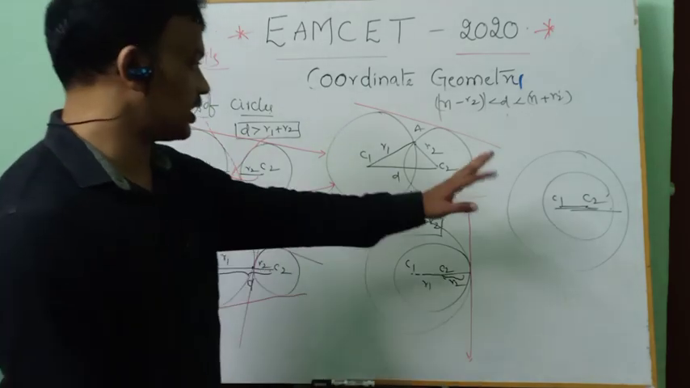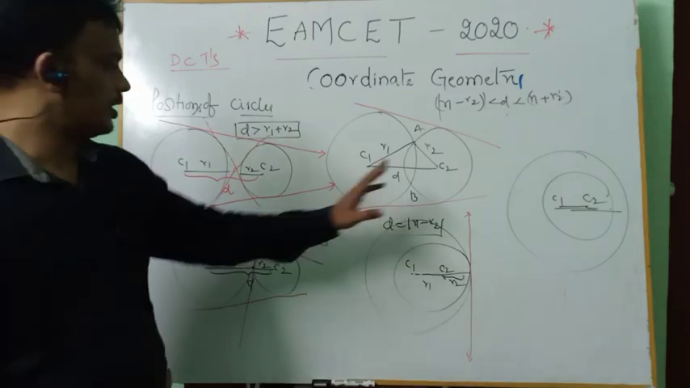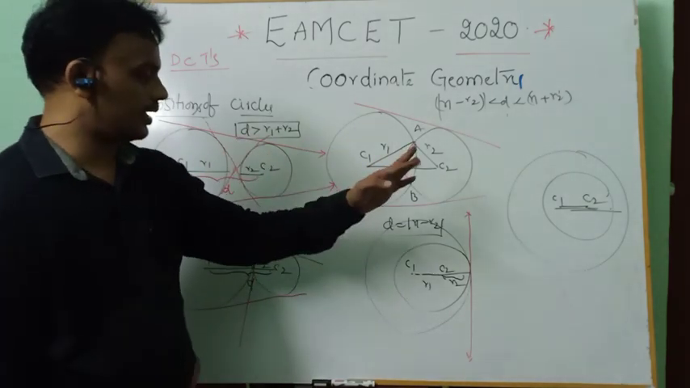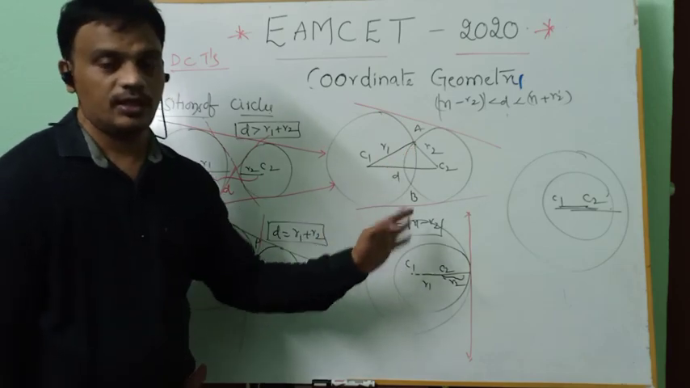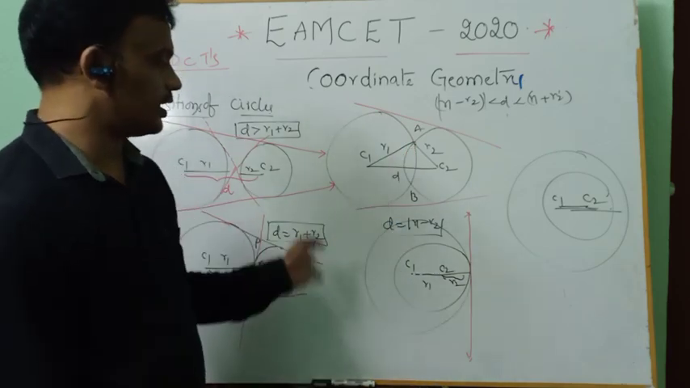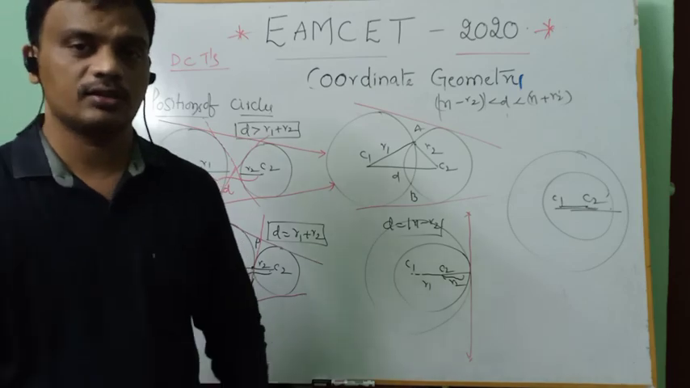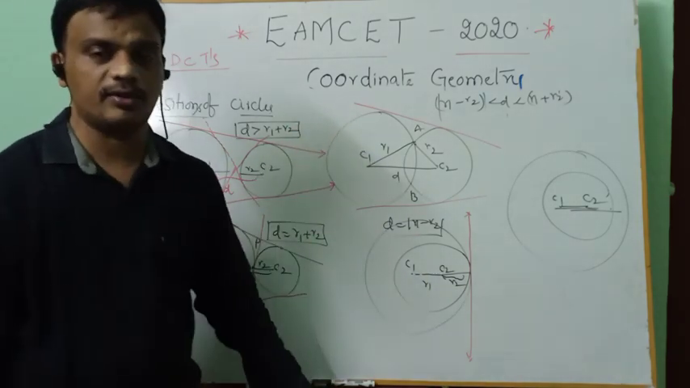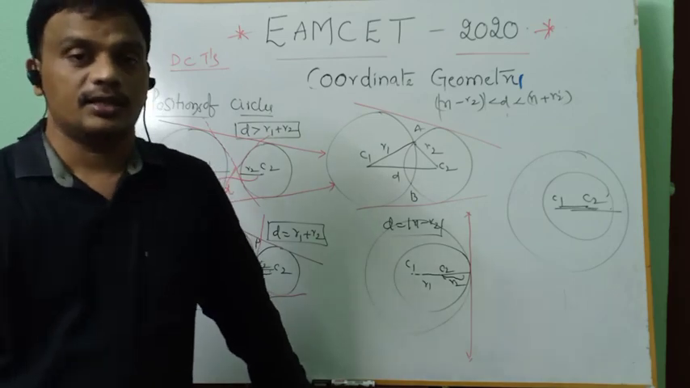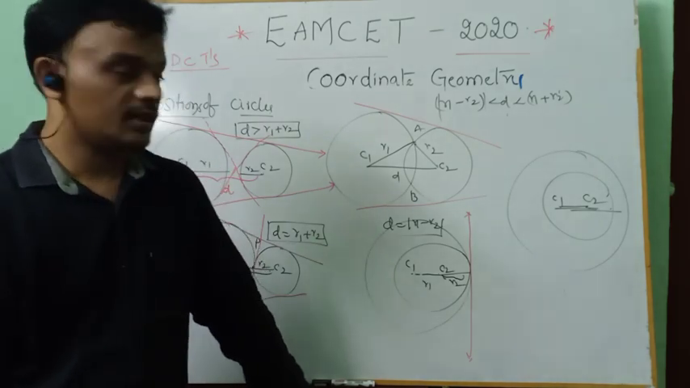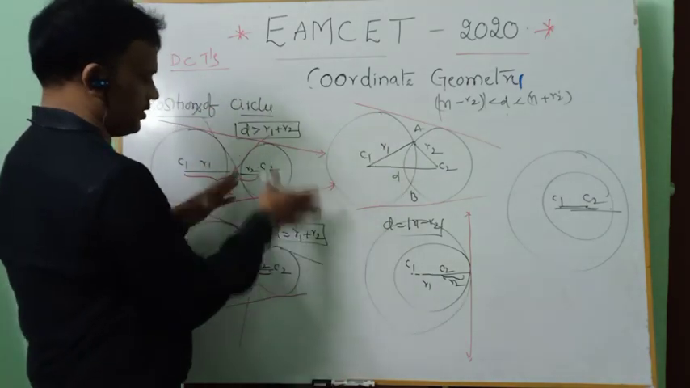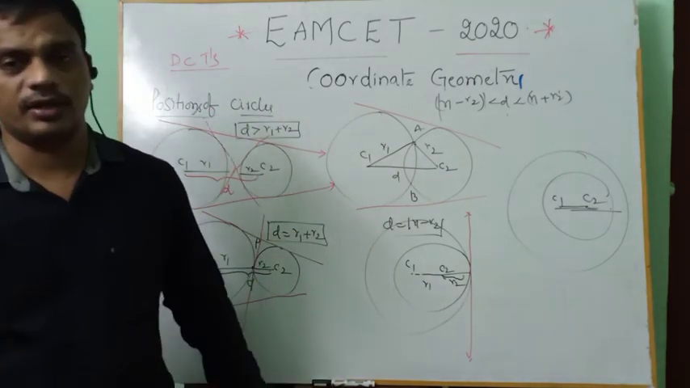After that, check out the condition: d is greater than r1 plus r2, or equal to, or less than, or d is equal to the difference of the two radii. Then you get the position of the circles. Then immediately your job is to find the number of common tangents. They may be direct common tangents or transverse common tangents. Please focus on these concepts, that will be very important.